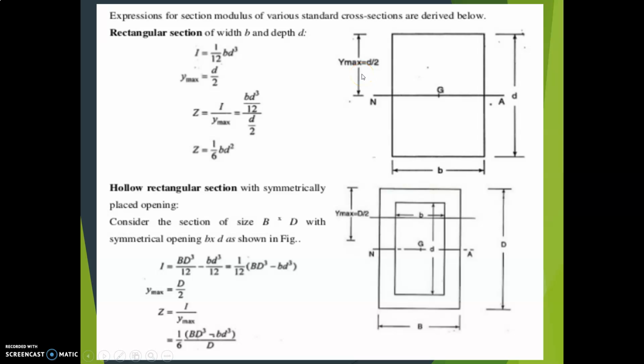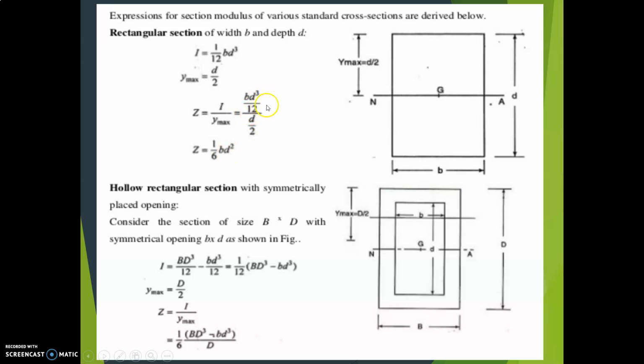Okay, now all of us know that the moment of inertia for a rectangular section is bd cube divided by 12. So y is equal to d divided by 2. So z is equal to the ratio of moment of inertia to the y maximum. So moment of inertia is bd cube divided by 12, divided by y maximum, that is d divided by 2. So when you simplify this, z is equal to 1 divided by 6 into bd square.